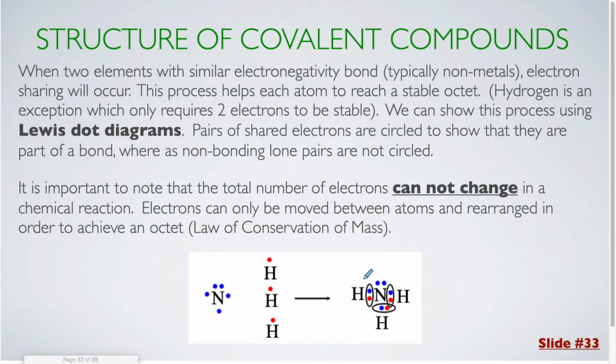That means that these electrons exist within the radius of both atoms simultaneously. Think of a Venn diagram. Because of this, the nitrogen atom went from having 5 electrons to now having 8. It has a stable octet. And each one of the 3 hydrogens now has 2, which is all it needs to be satisfied.